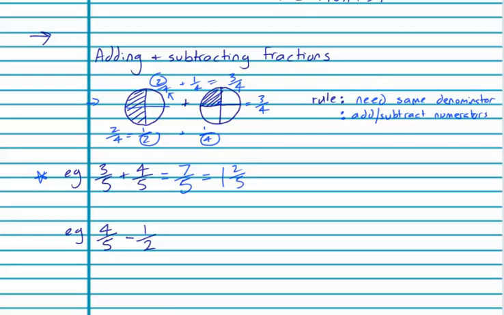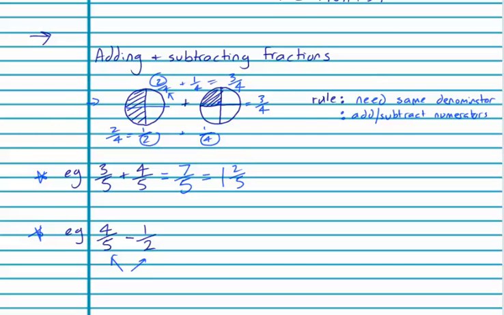In this example, 4/5 minus 1/2. The denominators are not the same. We'll have to make them the same before we can subtract them. So we look for a way that we can get 5 and 2 to be the same thing. We want the lowest common multiple of those two. The lowest number that they'll both go into is 10. So I'm going to make the denominator of each one 10.